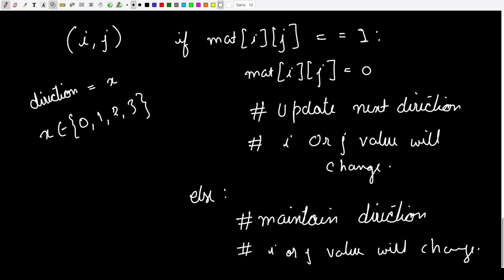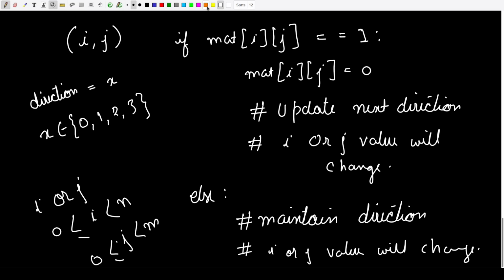We will keep on iterating on these two conditions till i and j are in the limit, so i ranges from 0 to n, and j ranges from 0 to m. Till i and j are in this limit, we are going to iterate on this condition. Once it crosses this limit, then we realize that we are exiting out of the matrix, and in that particular case, the previous ith and jth value will give our answer.